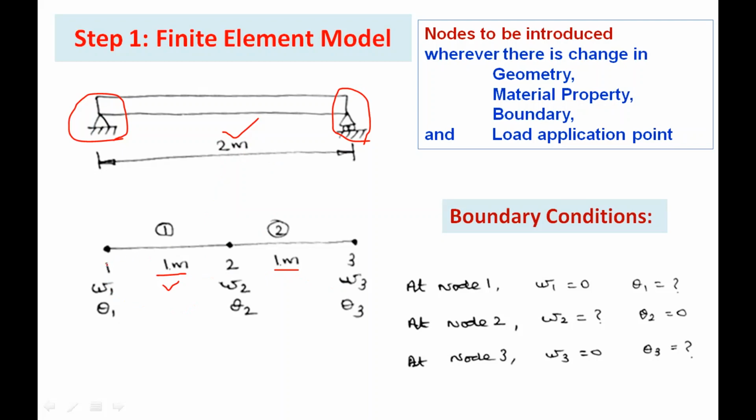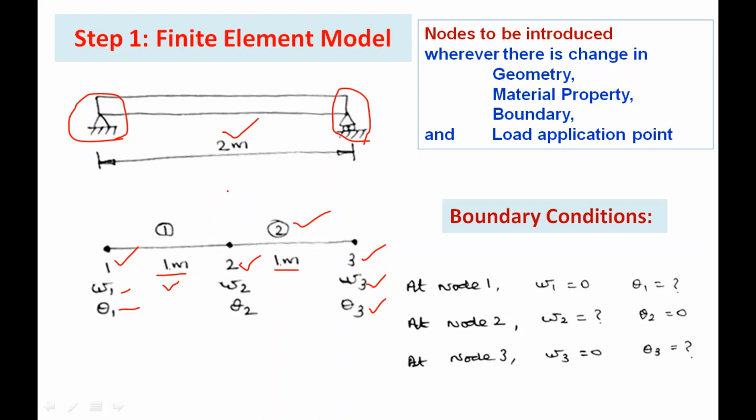For element 1, we have node 1 with the degrees of freedom W1, theta 1 and node 2 with the degrees of freedom W2, theta 2. For element 2, we have node 2 and node 3.